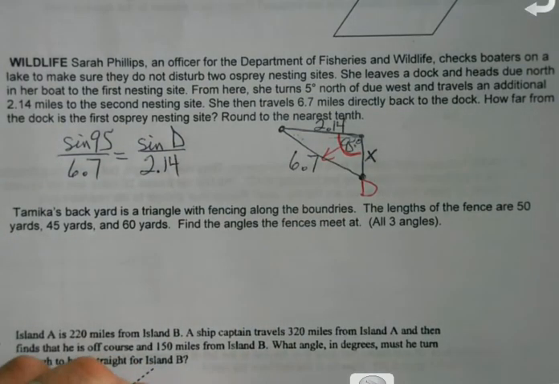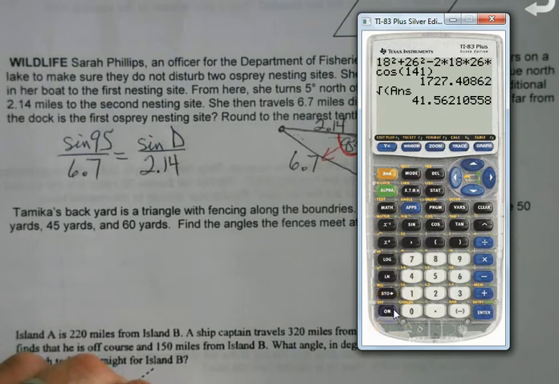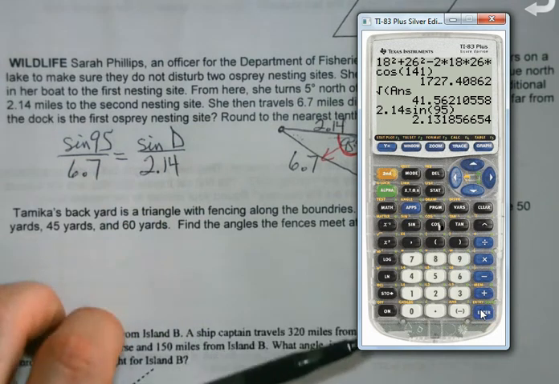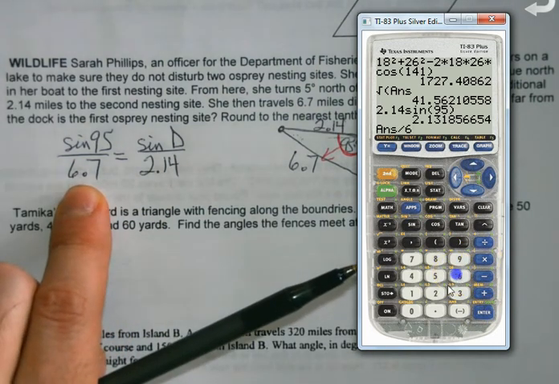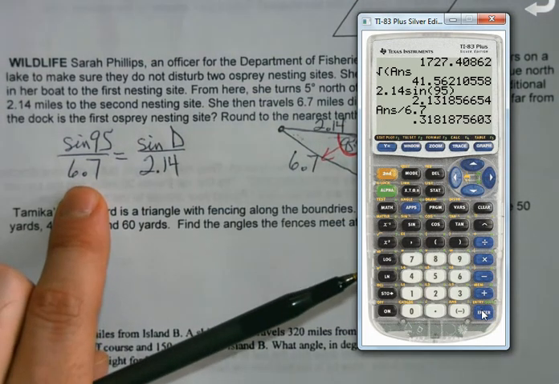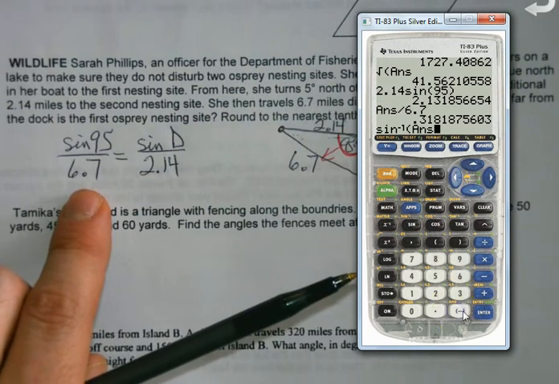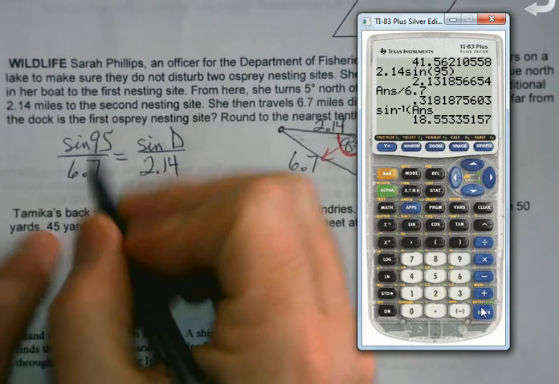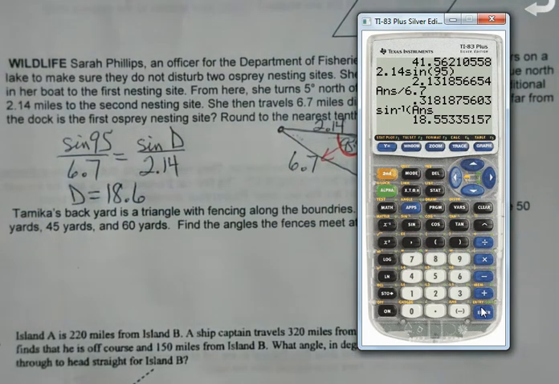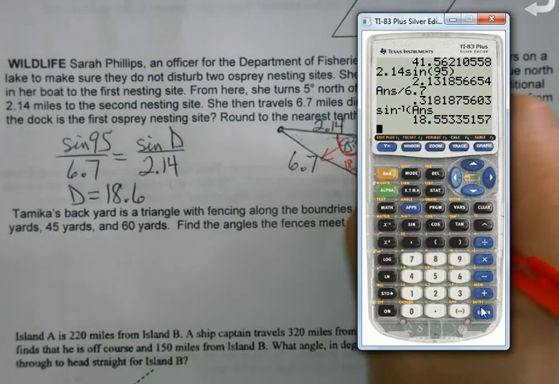So let's pop this up. Clear it up. Again, take my diagonal that doesn't have my d in it. Divide by my number in my side d here. And again, since I'm looking for an angle, I need to take the inverse. So second sine with that funky decimal. So d is about 18.6. So I can get that jotted in here.